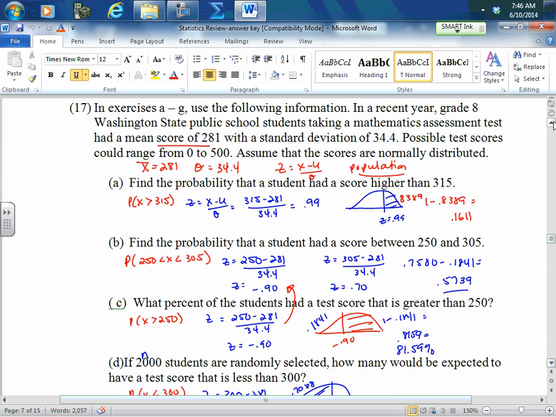For A through G, we're going to use the following information. In a recent year, 8th grade Washington State public school students taking a math assessment test had a mean score, pull out your information, and a standard deviation. And how do I know that's the population, not a sample? Because what? No, go ahead. No, because I was gonna say it's bigger than 30, but that's for someone else. Yeah, well, we didn't know that at the time, but what gives this away? Washington State public schools, all of them, all of their 8th grade public schools.